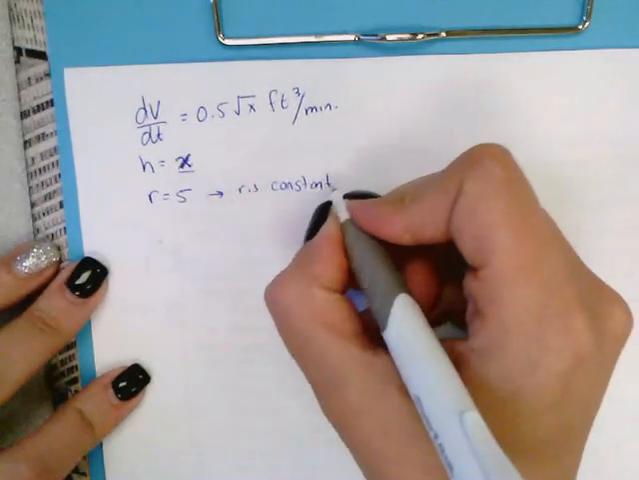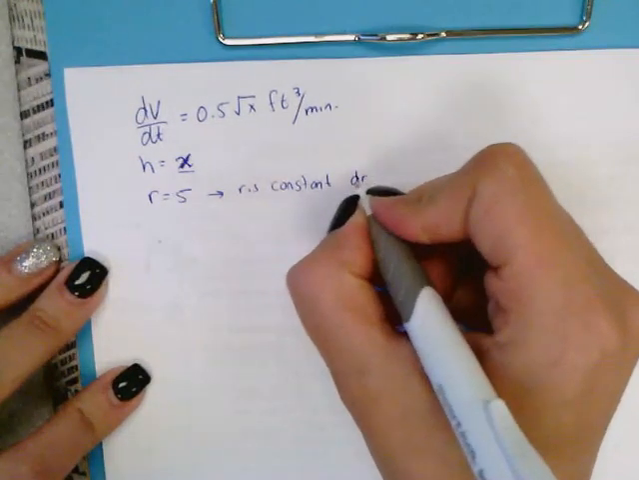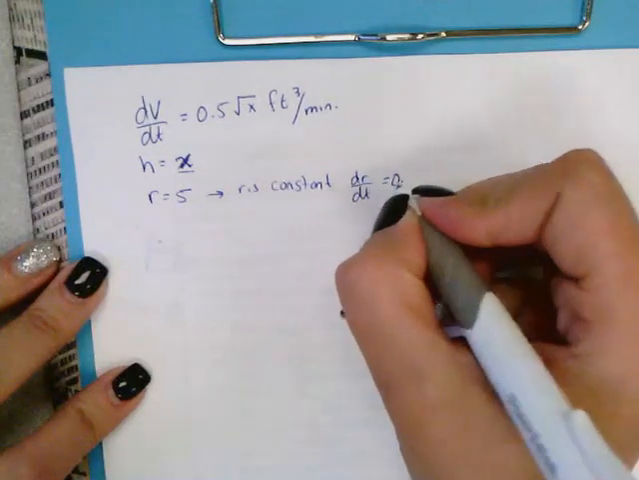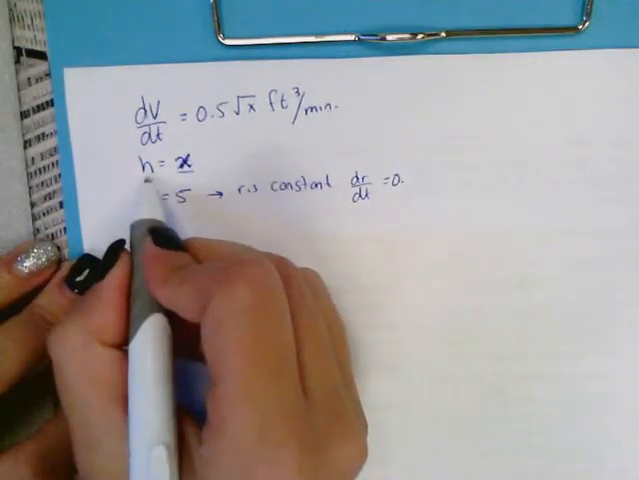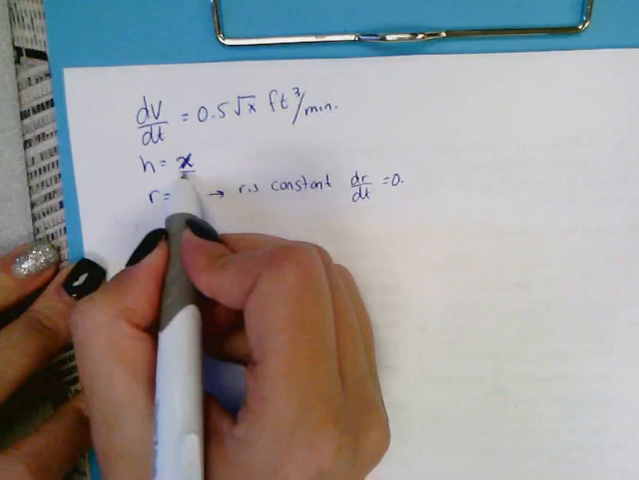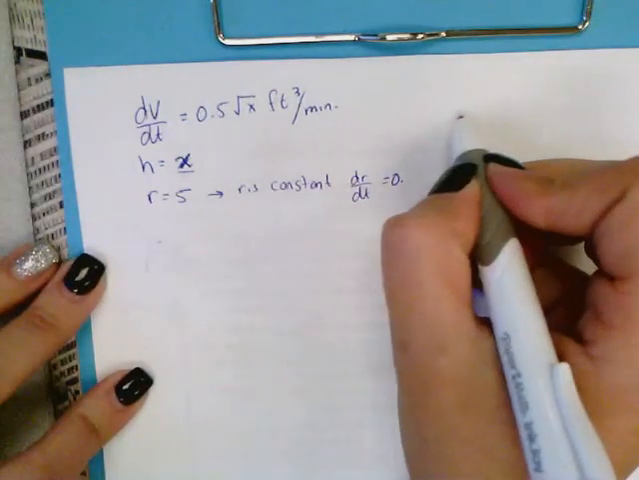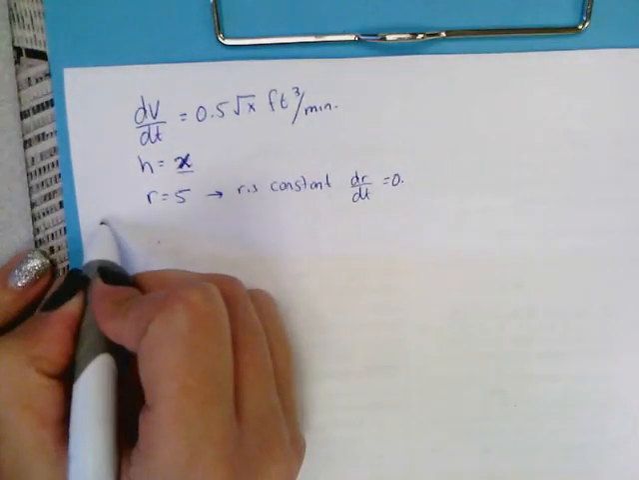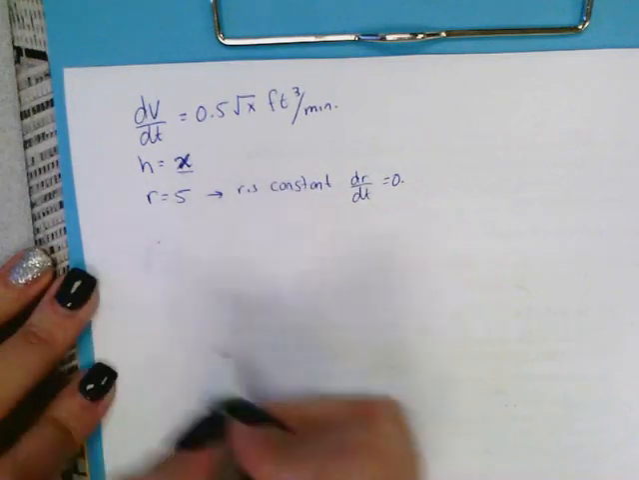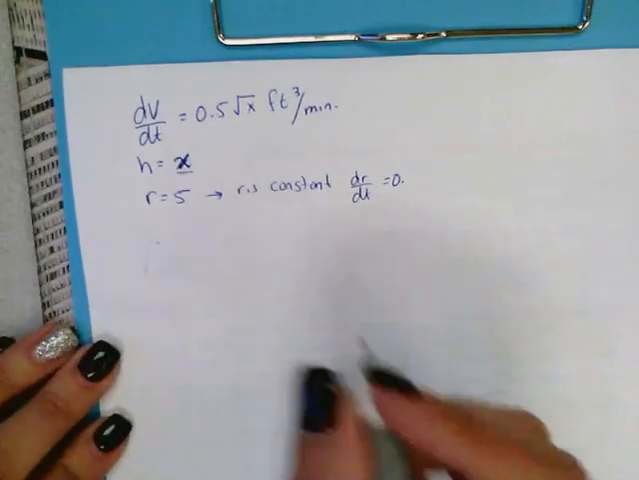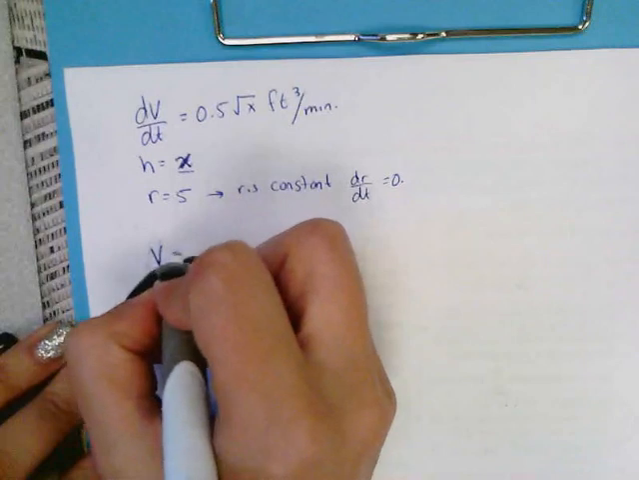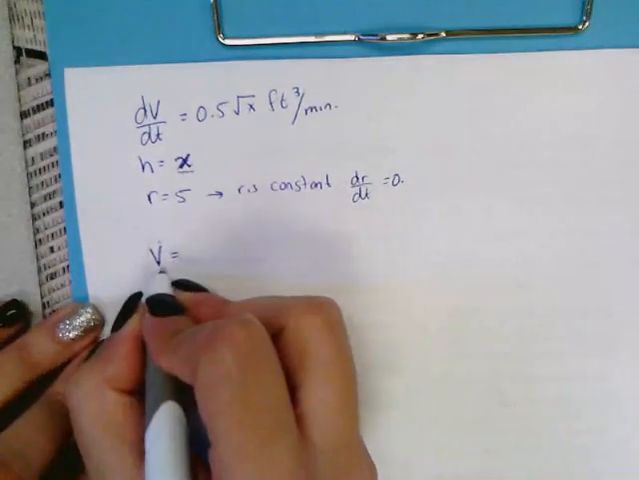So it will never change, correct? So that means dr/dt, the rate of r, is going to be 0. Now here h is not constant, it is changing because h depends on the water. So the height of the water is changing. Okay? So knowing this and knowing that it's a volume problem, I'm going to set up my volume problem.